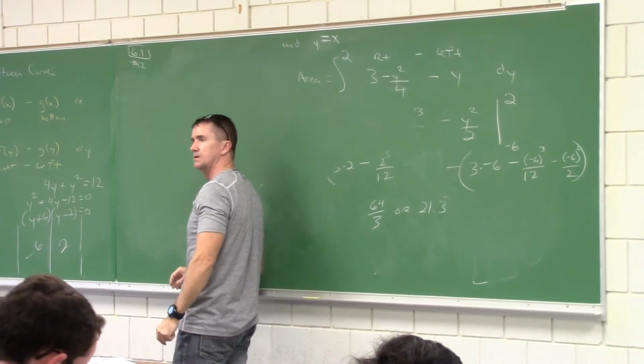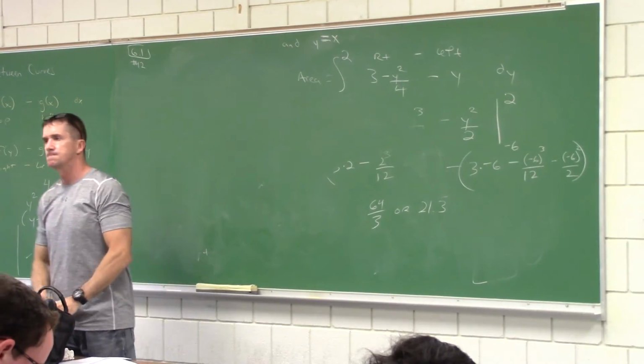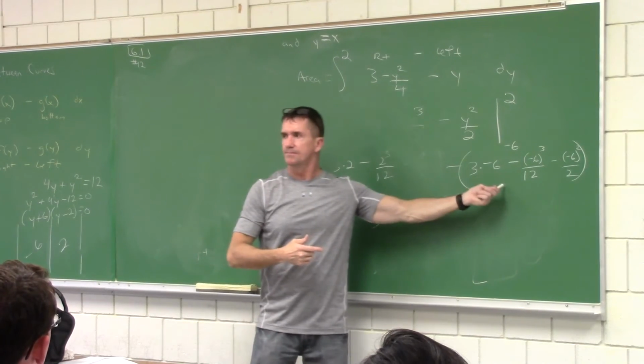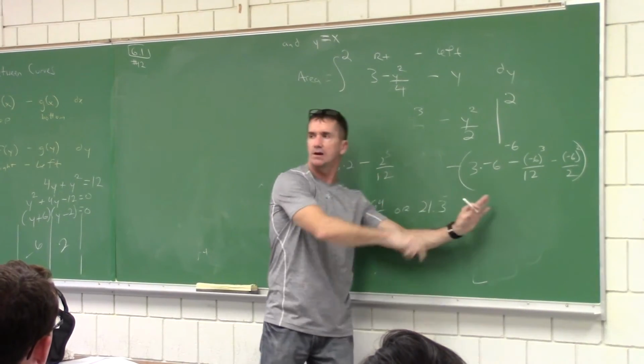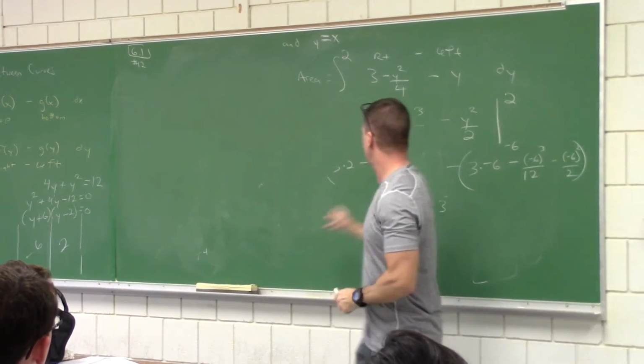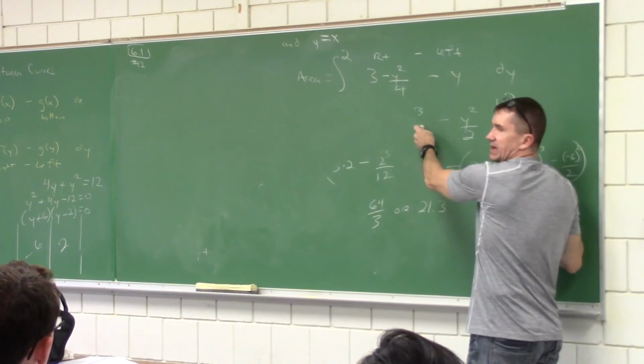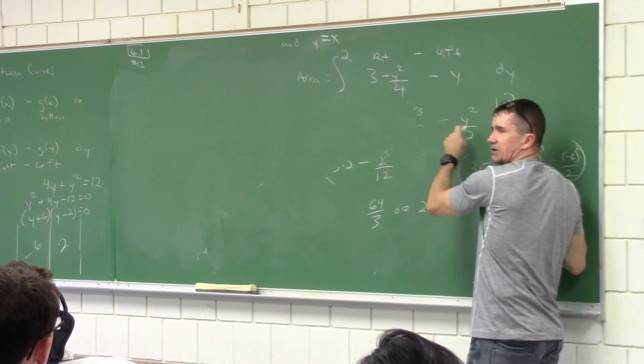Yes, sir? On a test, do we have to show the antiderivative, like us working all the way out, or can we just use the calculator? If you did this right here, after that step, you wouldn't have to show me any other math. You can use any method you want to come up with that final answer. Did that make sense? Good question. Show the antiderivative.